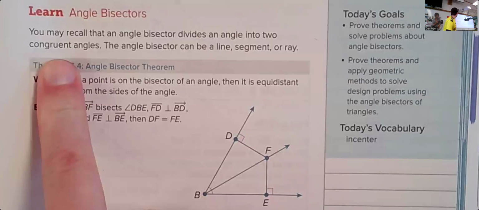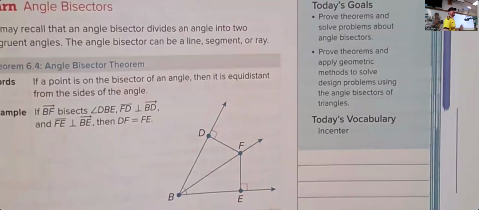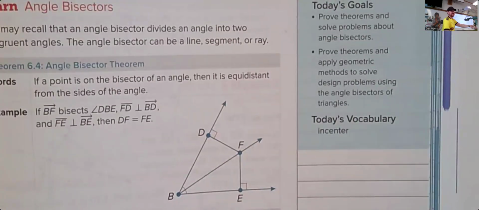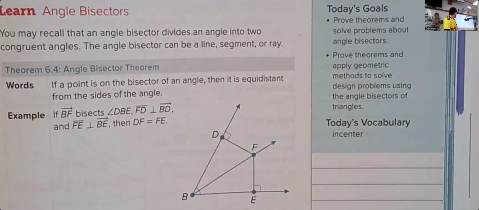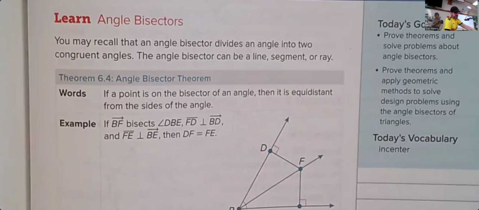Take a look here. You may recall that an angle bisector divides an angle into two congruent angles. It cuts an angle in half. We talked about segment bisectors yesterday, perpendicular bisectors specifically, but we were cutting segments in half at a 90-degree angle. Today, the angles will definitely be a little bit different than 90 because we're going to be cutting angles in half. So maybe some of them are 90, but definitely not all of them.